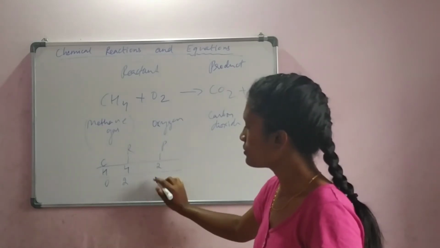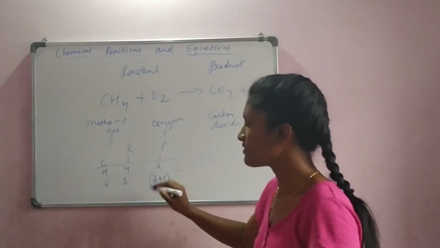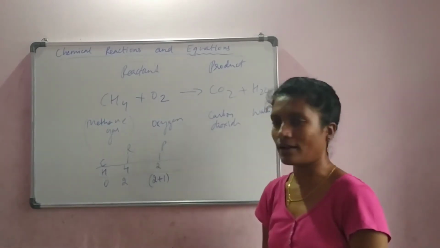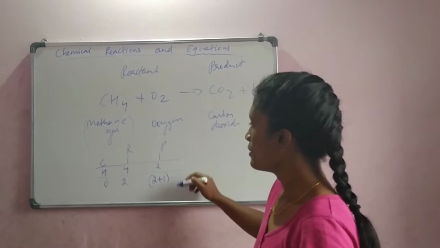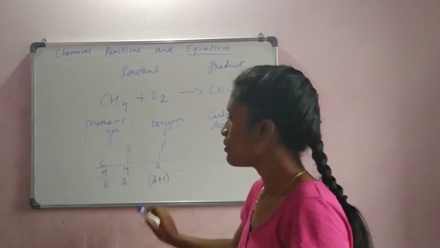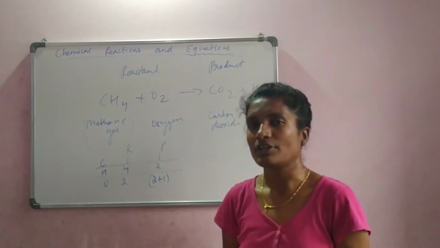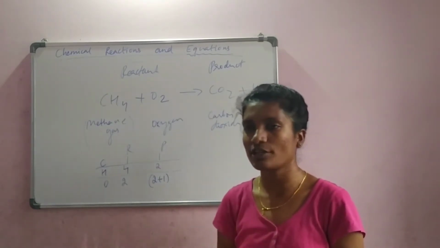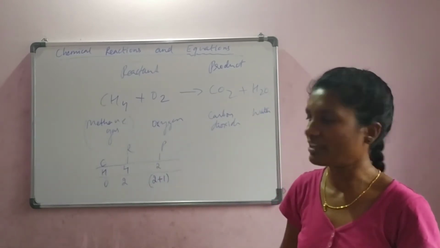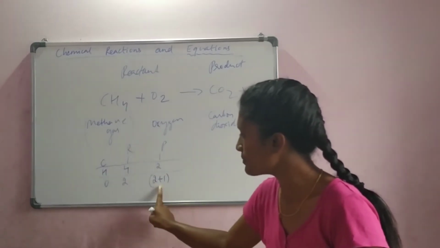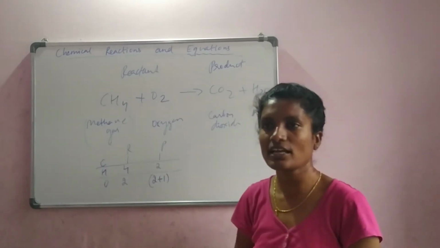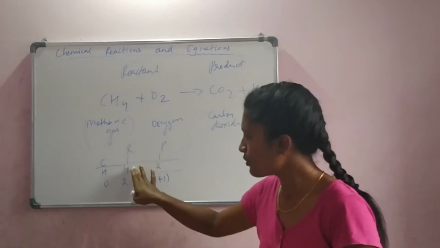Otherwise, keep it like this. It will help you when you are balancing. Okay? Keep it like this, 2 plus 1. Now, let us try balancing it. Carbon is already balanced. We have hydrogen and we have oxygen here. I always take the least number to balance this chemical equation. If we look at the 4 numbers here, the least numbers are 2 and 2 here.